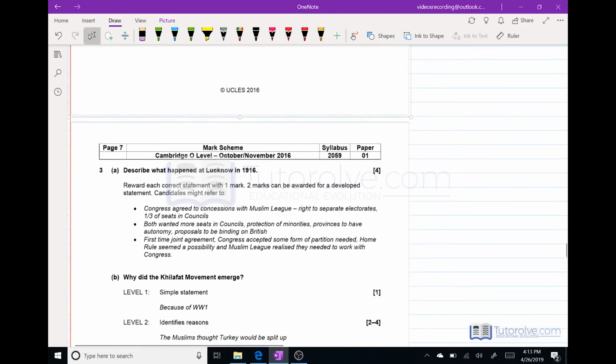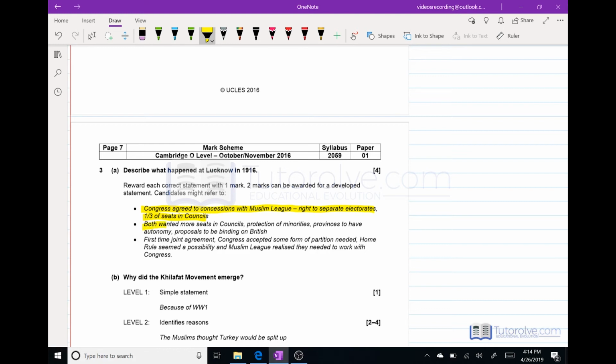Now, part C. Describe what happened at Lucknow in 1916. So Congress agreed to concessions. Now, the Lucknow Pact is seen as one of the most equal footings on which agreements were made between the Congress and the Muslim League. This is the one and only time that the Muslim League and the Congress were on the same page.